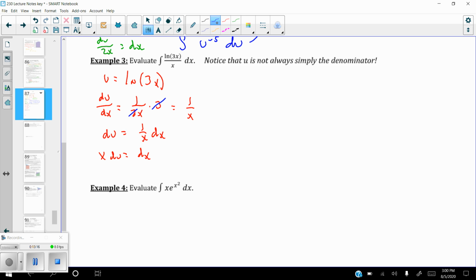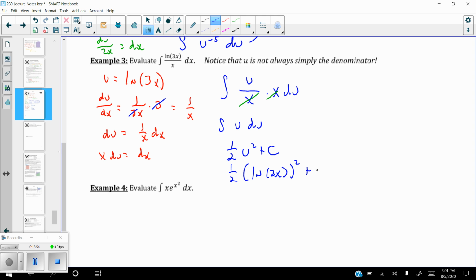So now we should have everything we need to go ahead and integrate. The top is going to become u. The denominator stays x. dx now becomes x du. This one's really nice. The x's are going to cancel out, and all I have to do is integrate u du. Add 1 to the exponent, that's u squared. Dividing by 2 is the same as multiplying by a half. So we get 1/2 u squared plus c. Replacing the u value with the natural log is going to be the natural log of 3x squared plus c. And there you go.